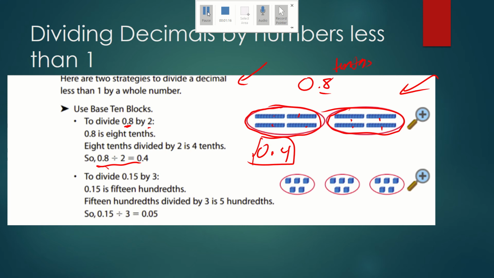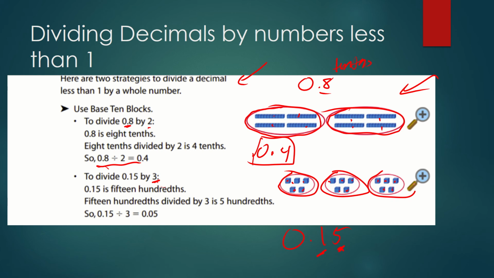Okay, another base 10 blocks example, we have 0.15. A couple ways of doing this, okay? What you could do is look at the 1 here and put 1 tenth and then 5 hundredths. But what the person did here was they put 15 hundredths. So we have 1, 2, 3, 4, 5, 6, 7, 8, 9, 10, 11, 12, 13, 14, 15. Then it's divided by 3 here. So we have to make 3 equal groupings. So we're going to go 1, 2, and 3.